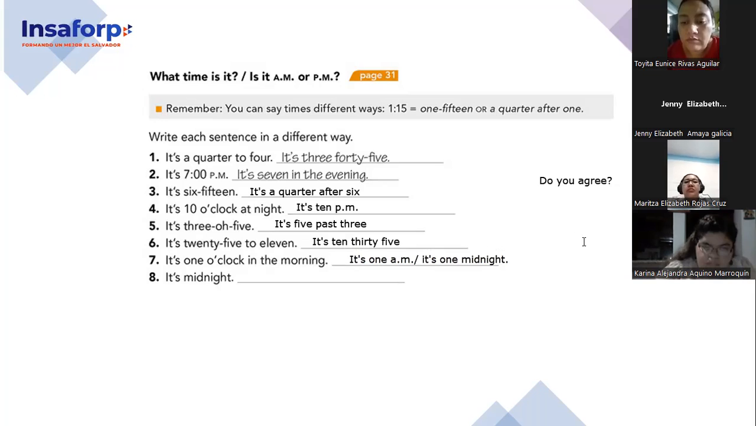In number 8, it's midnight. What time is it? In number 8. It's 12 a.m. There we go. It's 12 a.m. or p.m.? A.m. or p.m.? A.m. Exactly at 12 a.m. we can say it's midnight. Very good job.